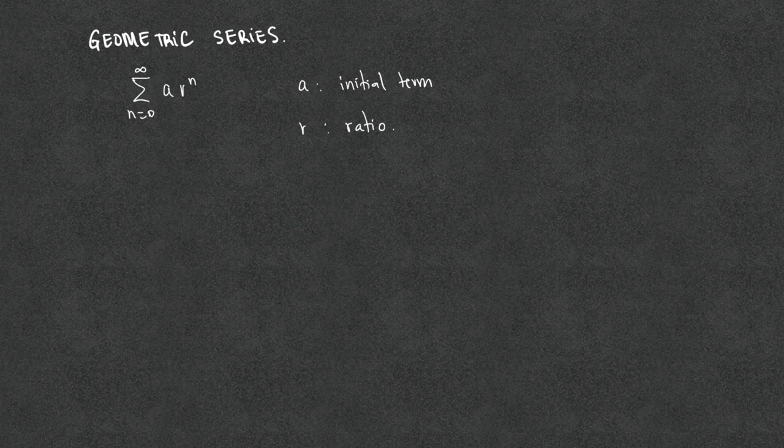We start with the initial term a, and we keep multiplying by r to get to the next term. The next term is ar. The next term is ar times r, which is ar squared. The next term is therefore ar cubed, and so on. The nth term is ar to the n, and we're interested in the infinite sum.